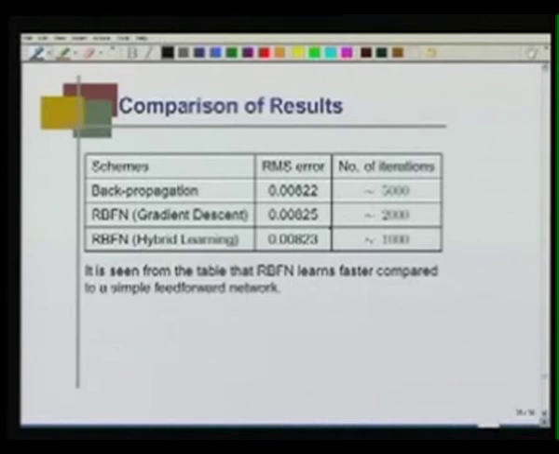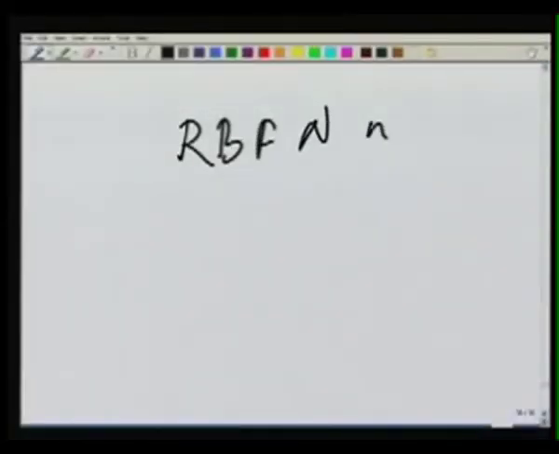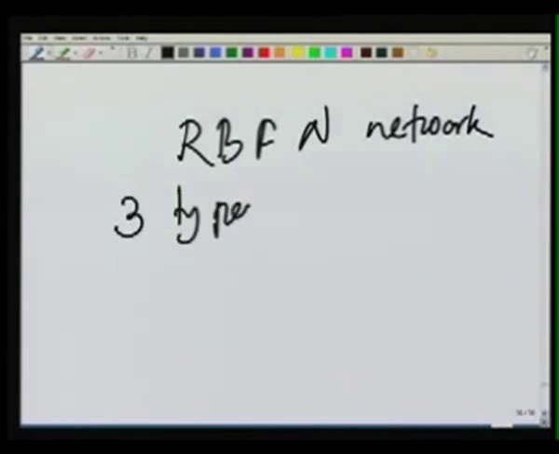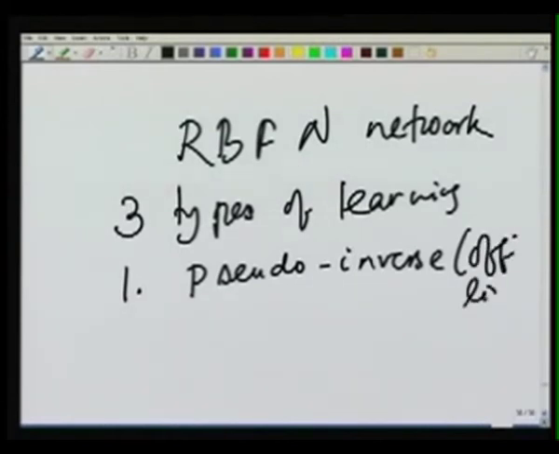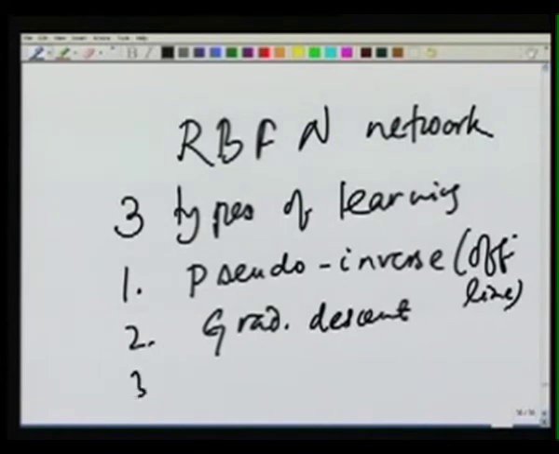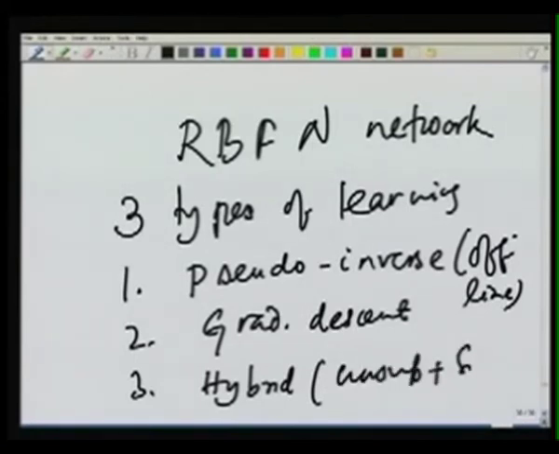So, the final conclusion is that today we discussed the RBFN network, and we talked about three types of learning. First one is pseudo inverse, which is an offline training. Second is the normal gradient descent, and third one is hybrid, which is a combination of unsupervised plus supervised.